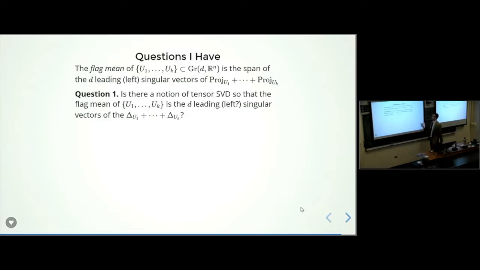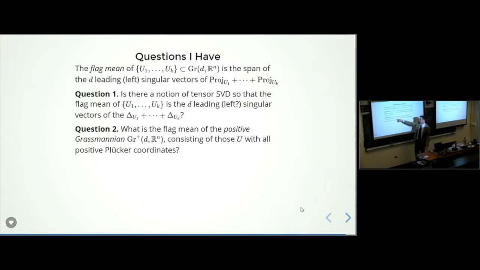So it's very useful. So my question number 1 is like, is there some notion of some kind of singular value decomposition of tensors so that the flag mean also comes from taking the sum of these like Plucker tensor things? And you might say, well, why would I do this when I can do this, which is easy, right? This is like probably incomplete or something, right? And the real answer is because I care about this question.